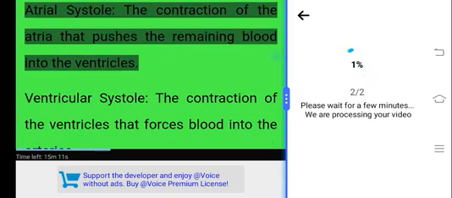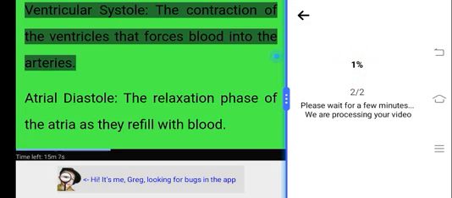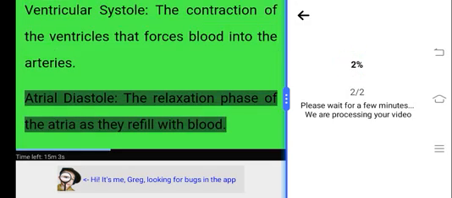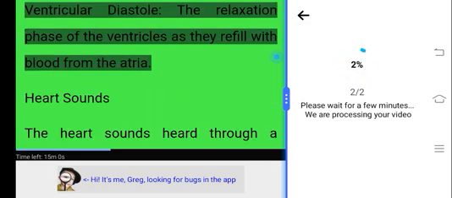Atrial systole, the contraction of the atria that pushes the remaining blood into the ventricles. Ventricular systole, the contraction of the ventricles that forces blood into the arteries. Atrial diastole, the relaxation phase of the atria as they refill with blood. Ventricular diastole, the relaxation phase of the ventricles as they refill with blood from the atria.